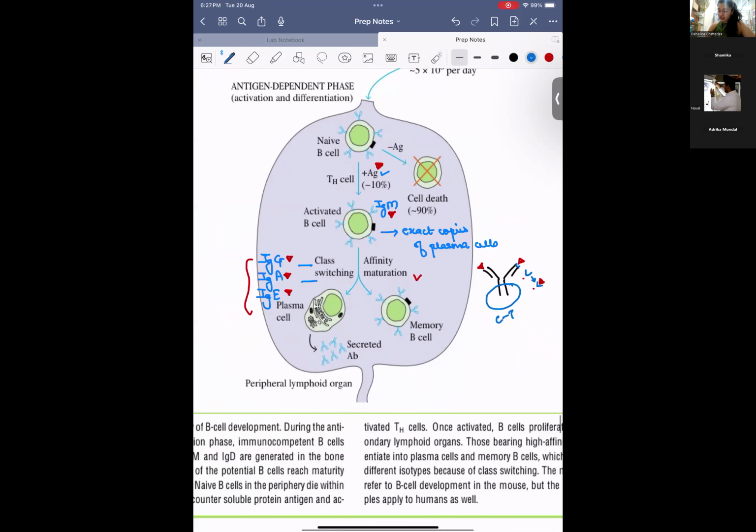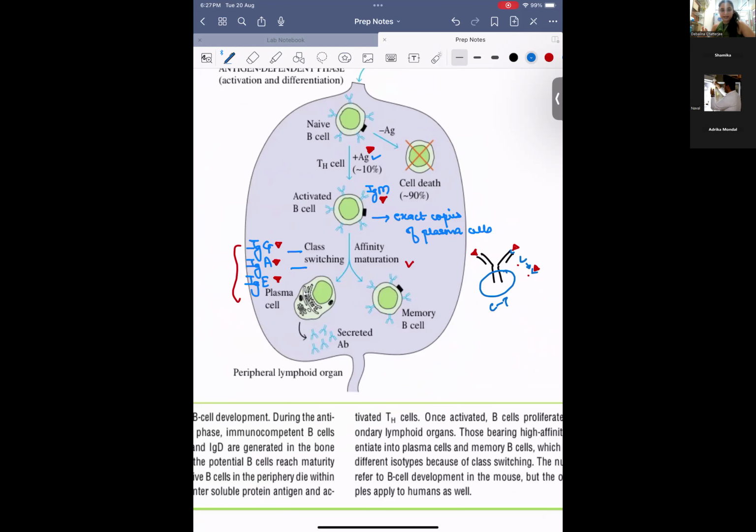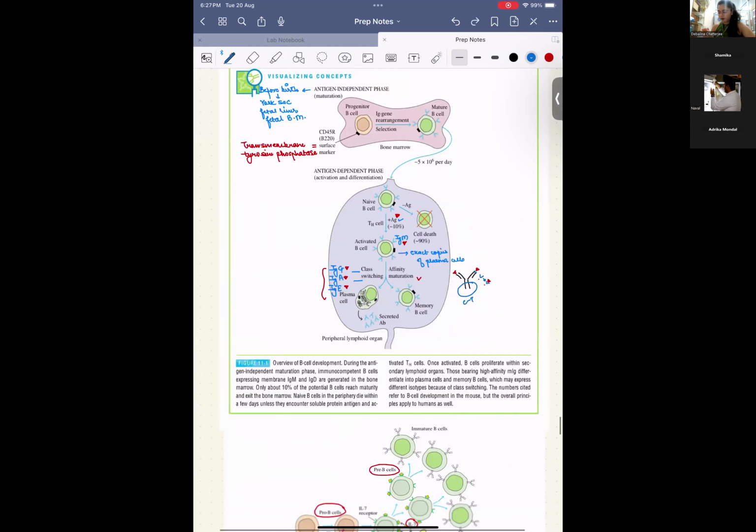So affinity maturation and class switching are two phenomena that happen while the B cell is encountering the antigen. Once the initial encounter with the antigen is cleared off, we do have the memory B cells, which are going to be maintained throughout your life. And we have discussed this memory component already.